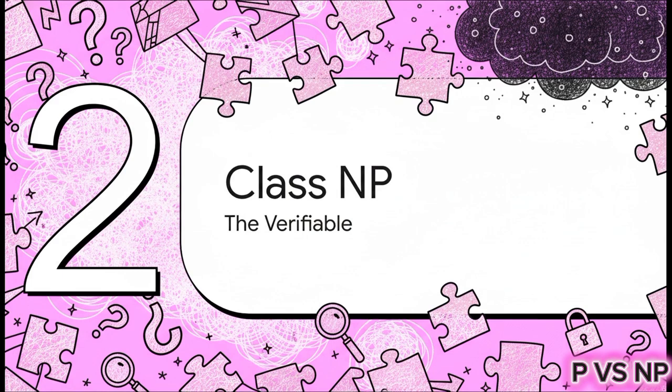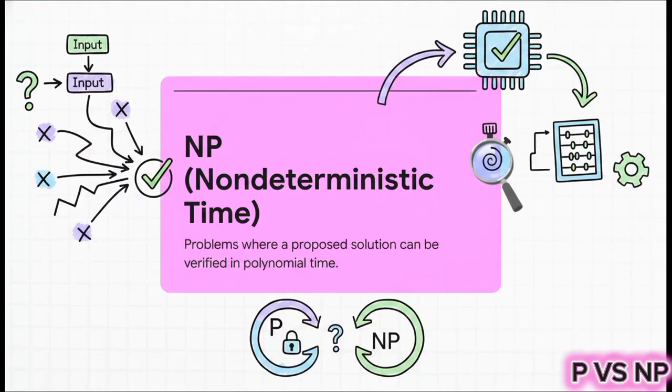Now we're going to step into a much bigger and way more mysterious category of problems. This is class NP. NP stands for non-deterministic polynomial time. And here's a super common mistake. A lot of people think the N means non-polynomial. It absolutely does not. The key here is that if someone just gives you a potential solution, you can verify whether it's correct really efficiently, in that same polynomial time we just talked about. So the focus shifts from finding the solution to just checking it.